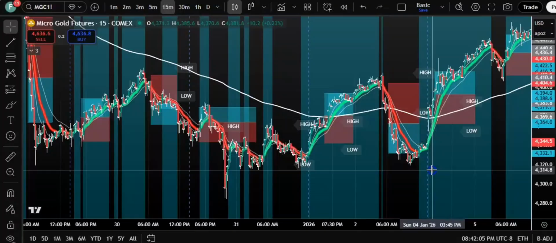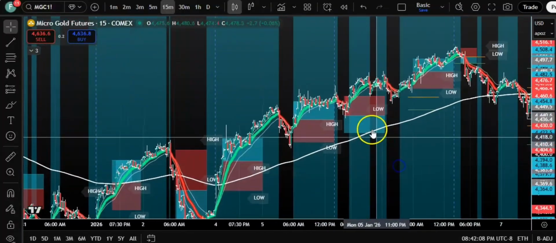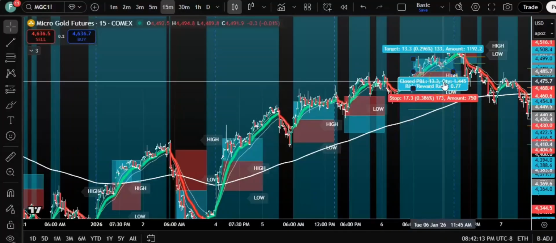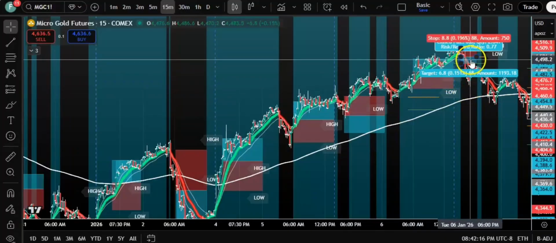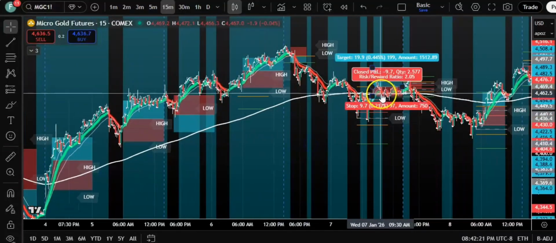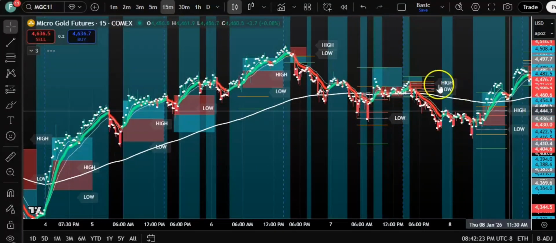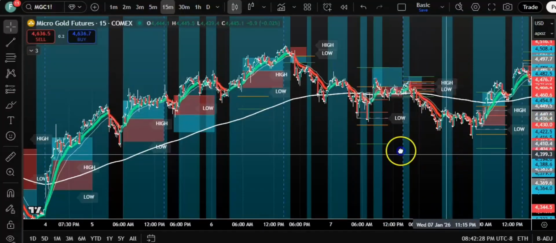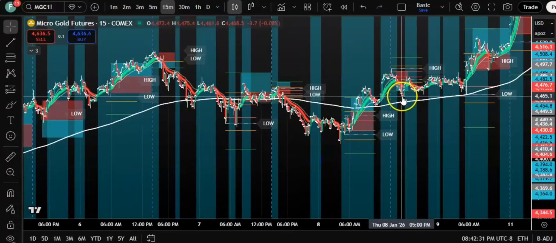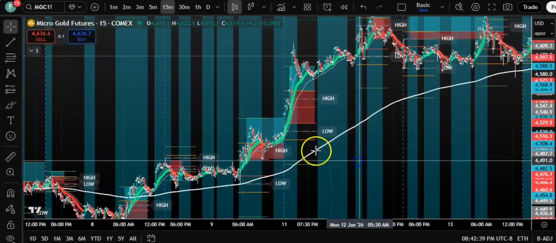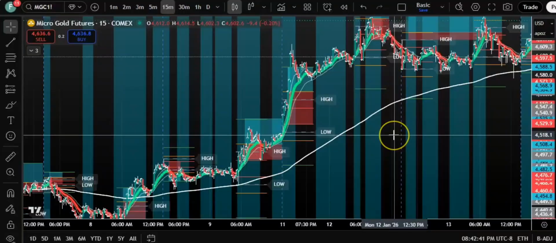Keep pressing the wrong thing. This one was a loss right here. This one was a win. This one was a win, tiny one right there. This one was a losing trade, and this one was a losing trade, so that's 2 losses right there. This one was a winning trade. This one was a winning trade. Oh. This one was a winning trade. This one was a winning trade.